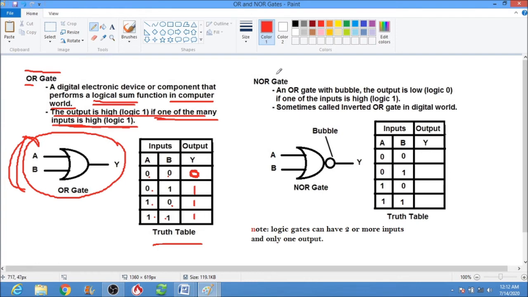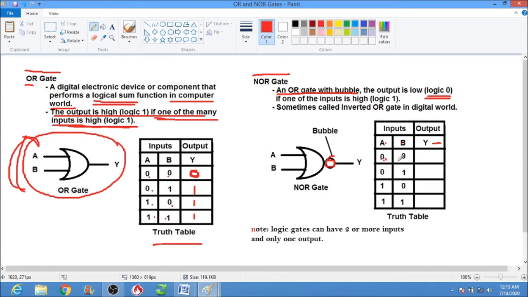The next, NOR gate. An OR gate with a bubble. The output is low, or logic 0, if one of the inputs is high. For example, this is your input A, B, and this is your output Y. 0 plus 0 is 0, then inverting that. The bubble itself is an inverter.